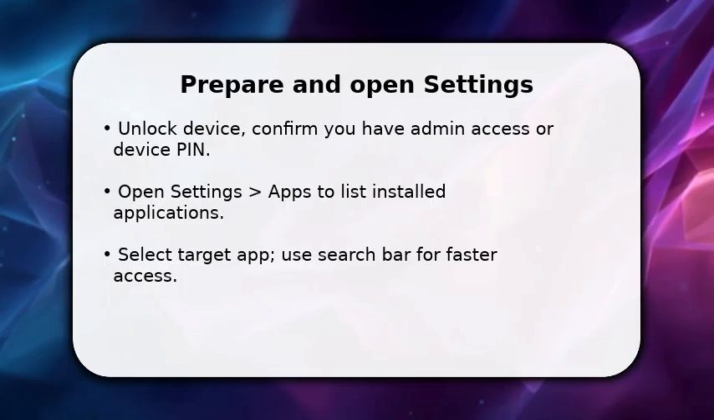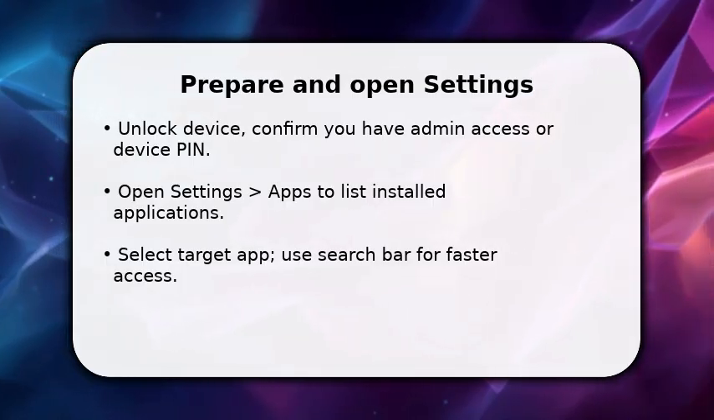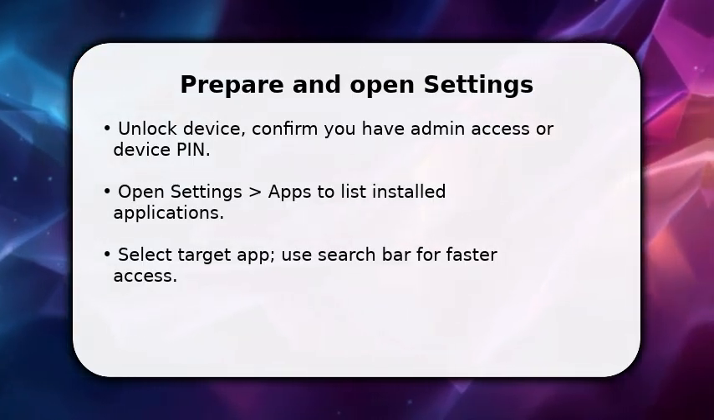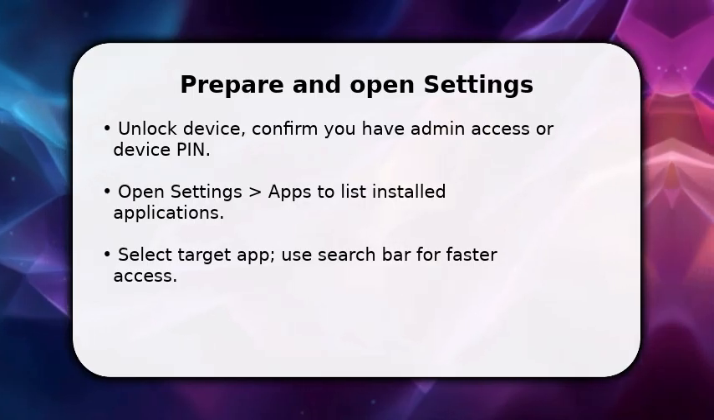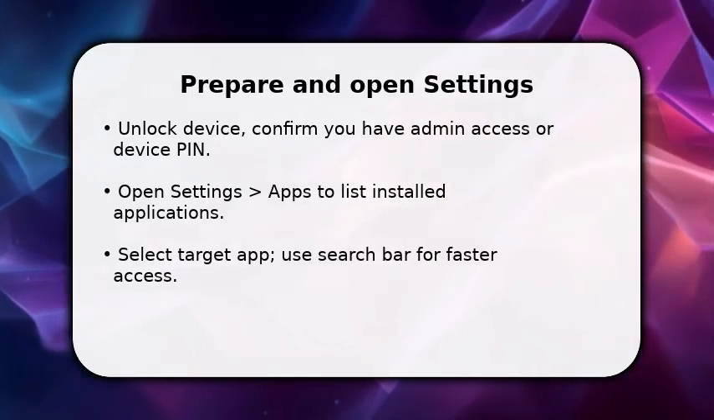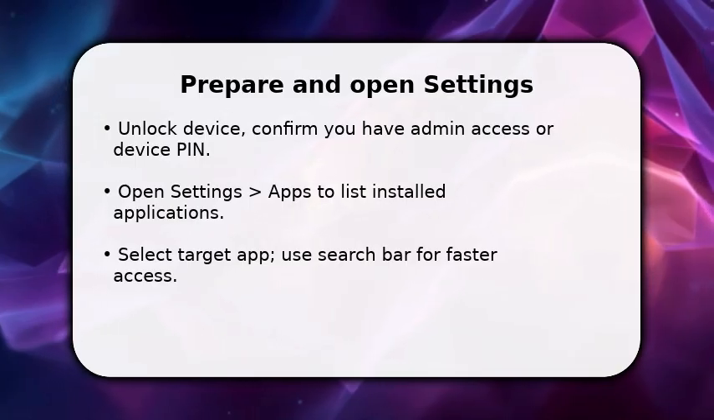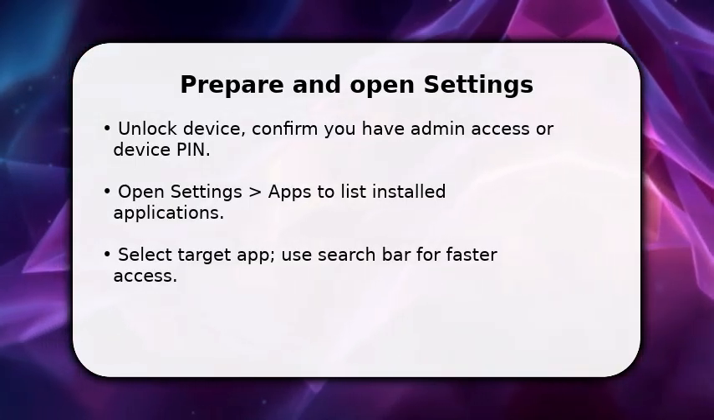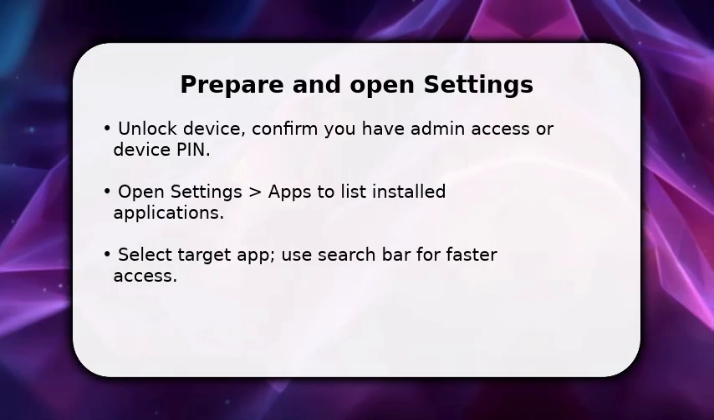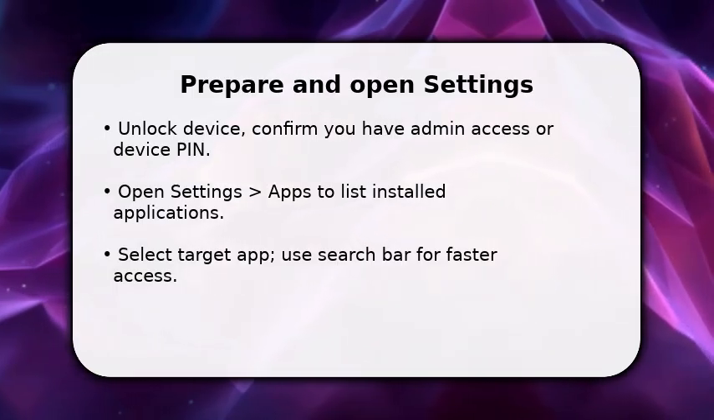You start by confirming you can make changes, unlock the phone, and ensure you know the PIN or admin credentials. Once done, open Settings and go straight to Apps. This view lists every installed package and system app. Make sure to use the search bar to find the app name quickly, then tap the app entry.